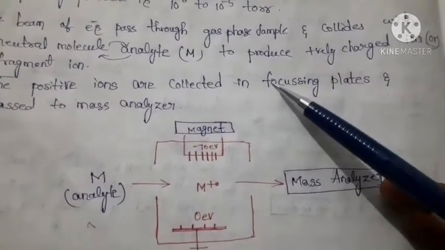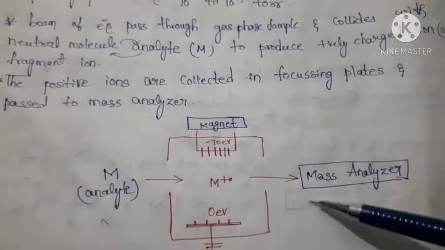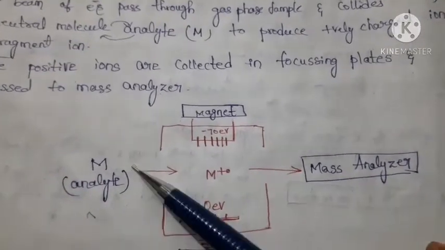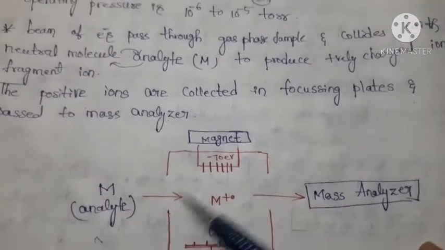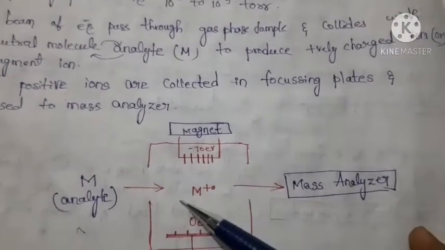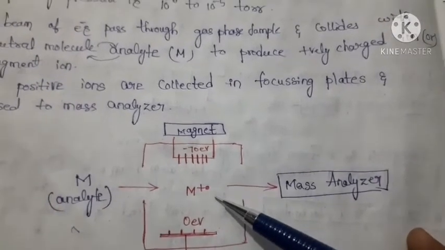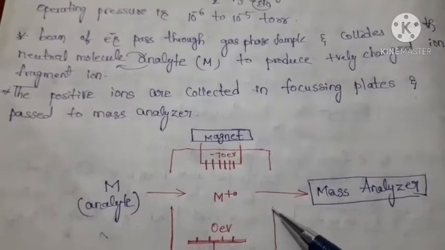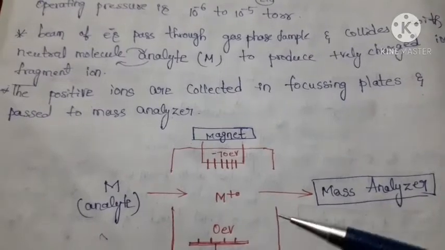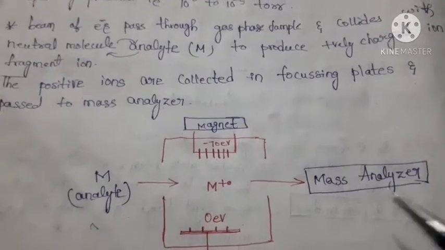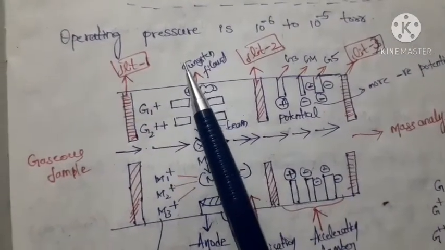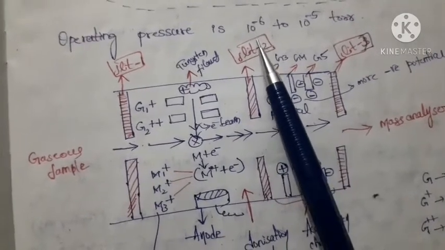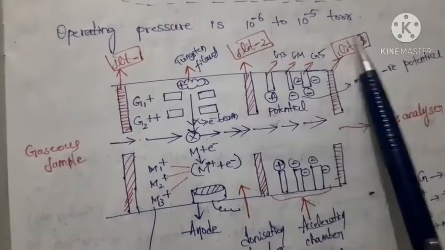Okay, so these were collected on the focusing plates and passed to the mass analyzer. This is the analyte, we know this is present in the sample. From this analyte, the radical cations are formed. Finally, the positive ions are collected on the focusing plates and they are passed into this mass analyzer. Next, the operating pressure, which I already discussed, is 10 power minus 6 to 10 power minus 5 torr.